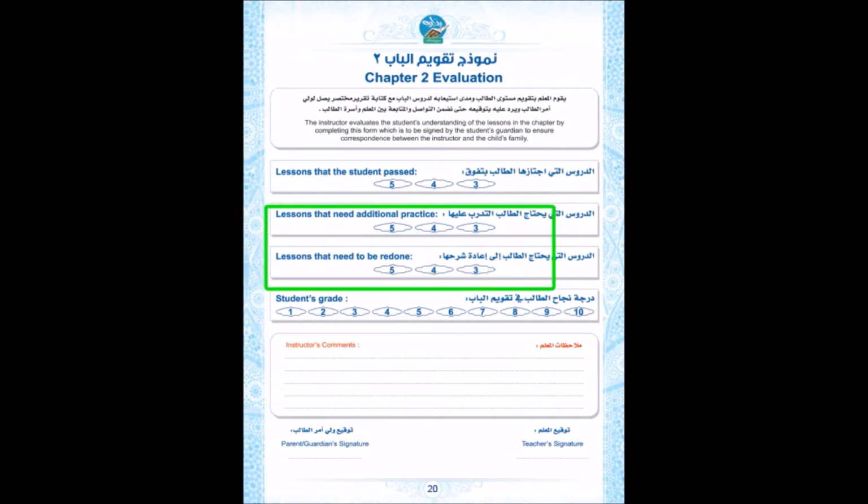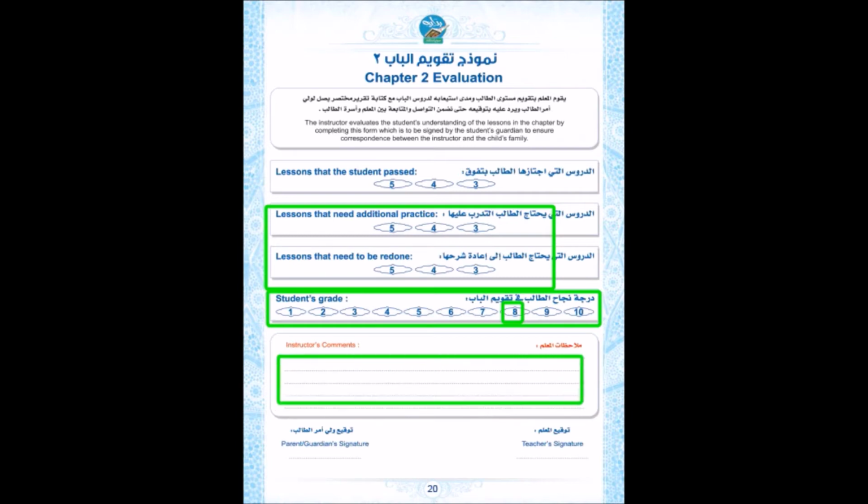Also, we give the student a grade out of 10. Again, for this lesson, 8 out of 10 is the minimum for this chapter. And finally, instructor's comments, both positive and negative, or constructive criticisms for the student to improve on, so that we are aware of the student's background before continuing to chapter 3. And finally, the signature of both the parents and the teachers, so that we are on the same page in regards to the student.